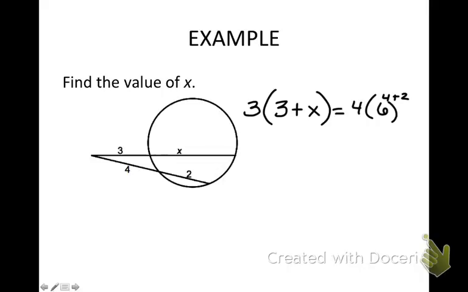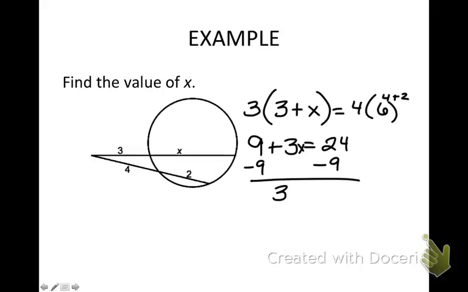Distribute on the left. 3 times 3 makes 9. 3 times x is 3x. 4 times 6 is 24. Now I've got a simple equation to solve. Subtract your 9 from both sides. Gets us 3x equals 15. So my final answer is x is equal to 5. Okay. External times the whole is equal to external times the whole.